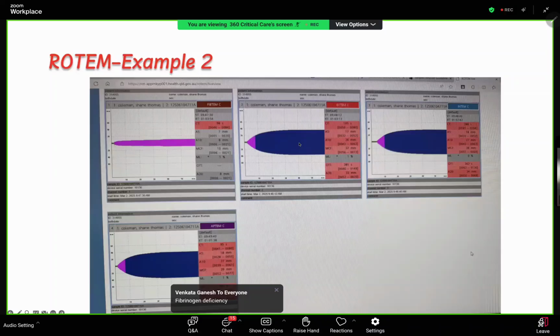Okay. Somebody, Venkata Ganesh, says fibrinogen deficiency. A5 is less. Yes, I think now it makes sense. I hope people who are answering can see. Now the A5 here is 7, which is marginal, like 5 to 20.